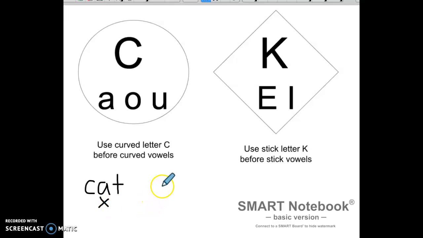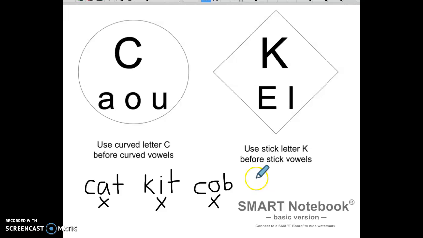The next word that I said was kit. Because it has an ih sound, it's going to be a K, because the ih sound is an I. And you'll mark that I with an X. The next word I asked you to write down was cob. Cob has an aw sound, which is an O, so it's going to have a C.